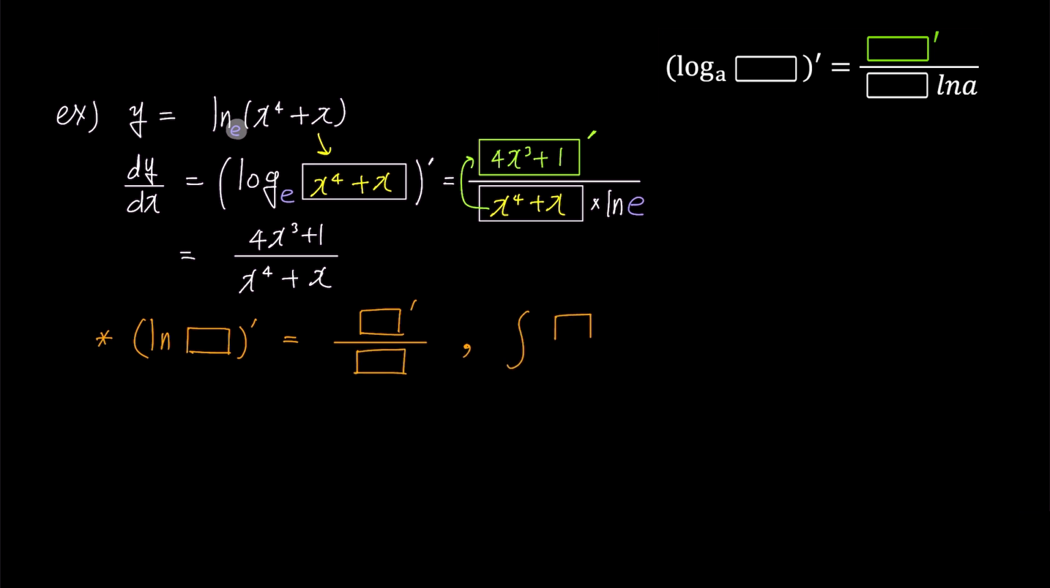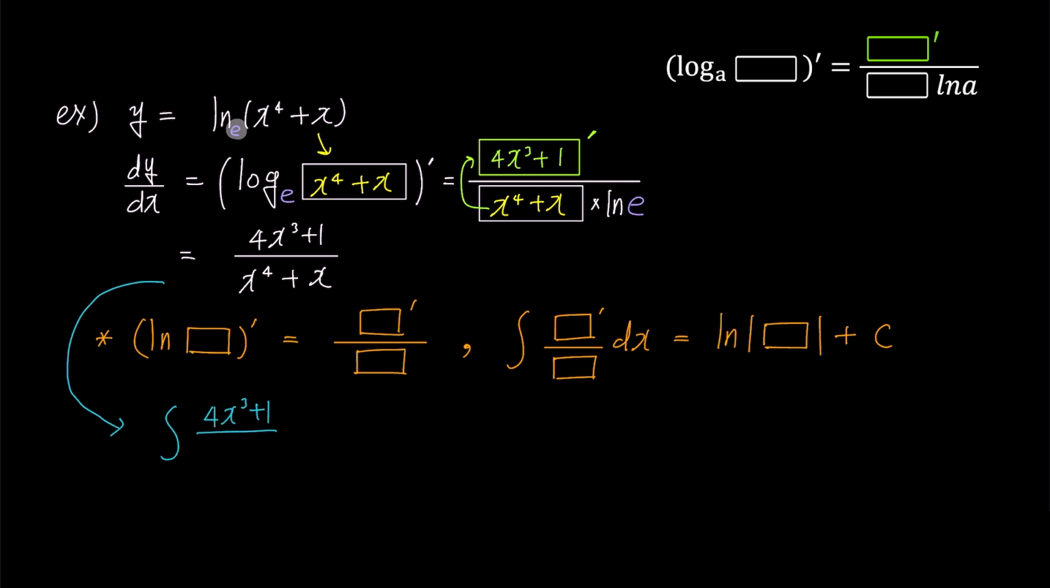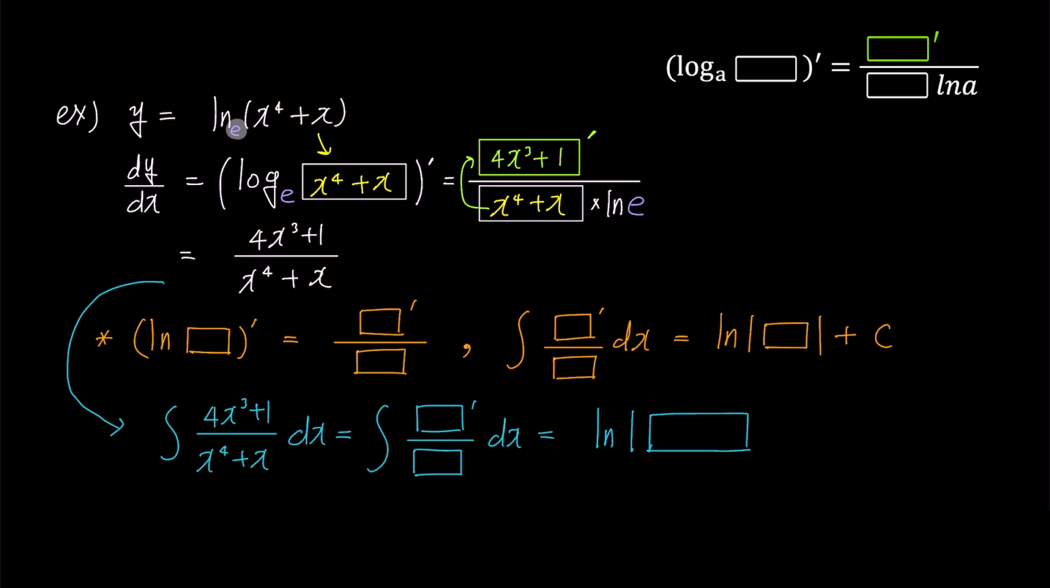Therefore, if we were to integrate box prime over box, it would naturally result in ln box plus c, where c is the constant of integration. This means that we can use a similar process in integration as we do in differentiation. In other words, integrating the result we obtained earlier, 4x to the power 3 plus 1 over x to the power 4 plus x, would yield ln box plus c with x to the power 4 plus x inside the box. We have now learned how to easily integrate fractions in the form of box prime over box. If you'd like to delve deeper into this topic, click on the link in the top right corner.